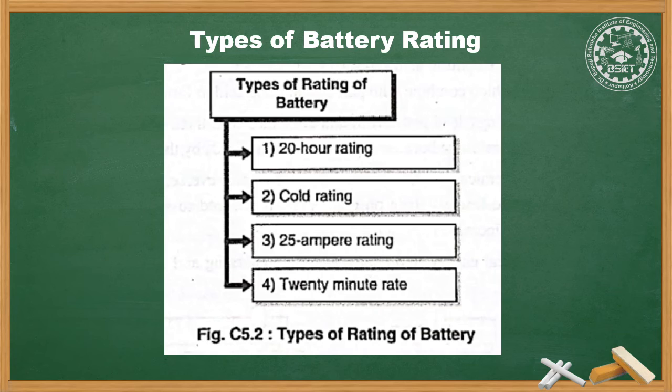Third, 25-ampere rating. It measures the battery performance at a moderate constant current output at 80 degrees Fahrenheit to a final limiting voltage of 1.75 volts per cell. It is the ability of the battery to carry the electrical operating load when the generator is not working. And last, 20-minute rate. It is the amount of current a battery can deliver continuously during 20 minutes without dropping the cell voltage below 1.5. A temperature of 27 degrees Celsius is maintained at the start of the test.